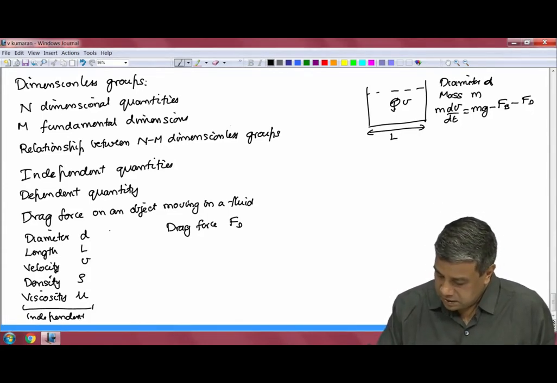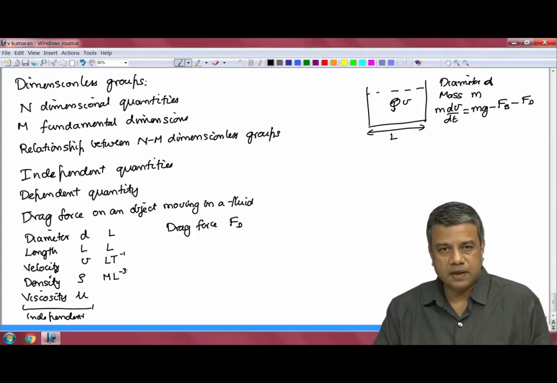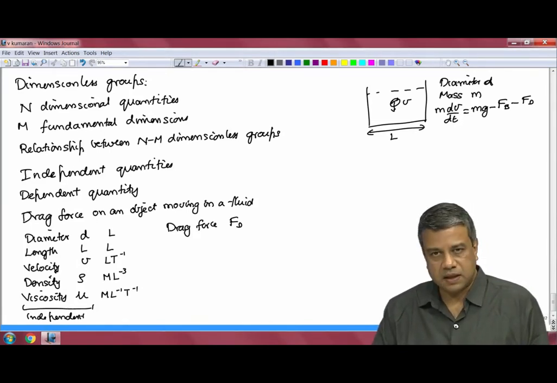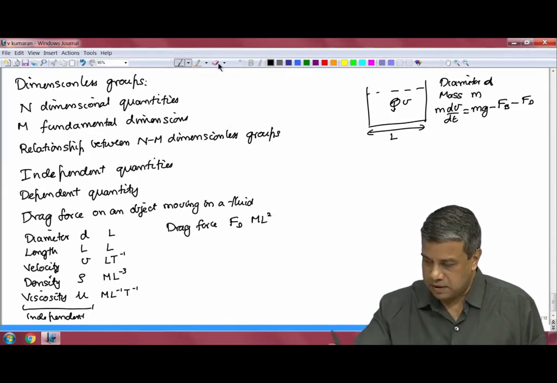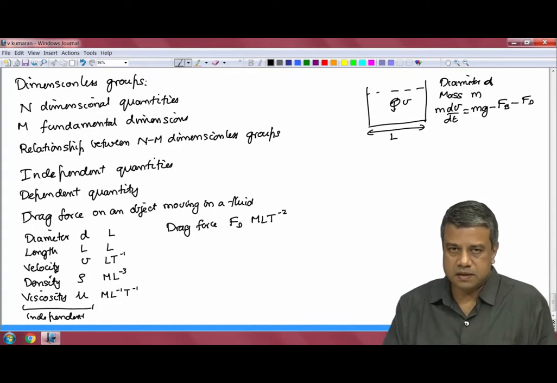The diameter has dimensions of length, the length has dimensions of length, the velocity has dimensions of length per unit time, density is mass per unit volume, M L^-3. Viscosity has dimensions of M L^-1 T^-1, and the drag force is a force. So, it has dimensions of M L T^-2, mass times acceleration.